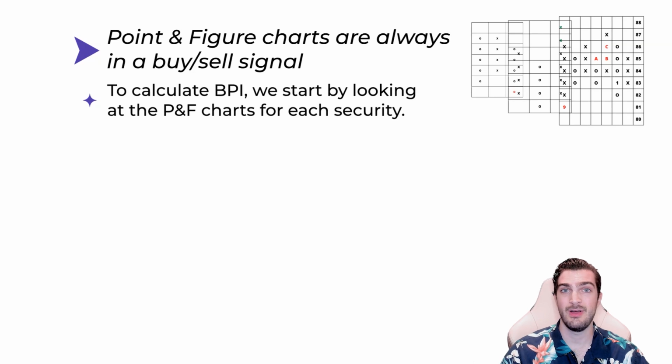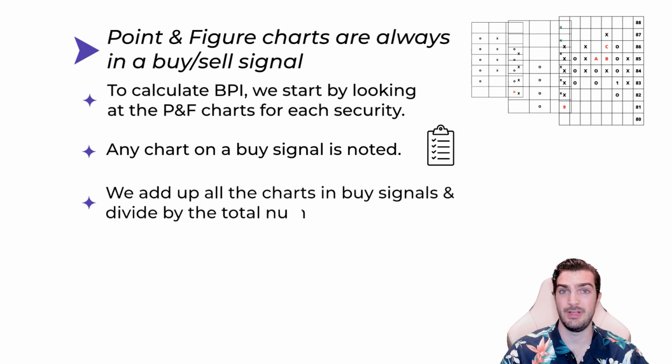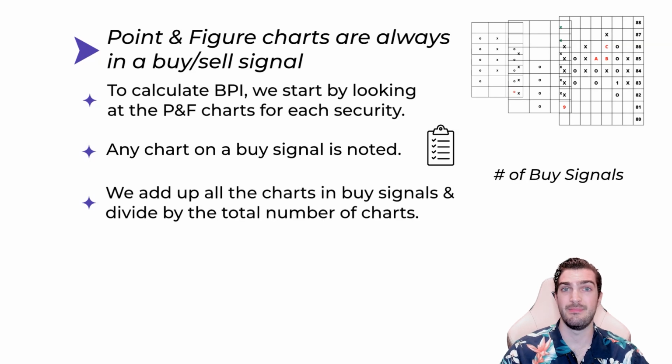For every chart, we find if that chart is currently on a buy signal, and if it is, we write it down. Once we've gone through all the charts, we add up the total number that are currently on buy signals and divide it by the total number of securities in that group.